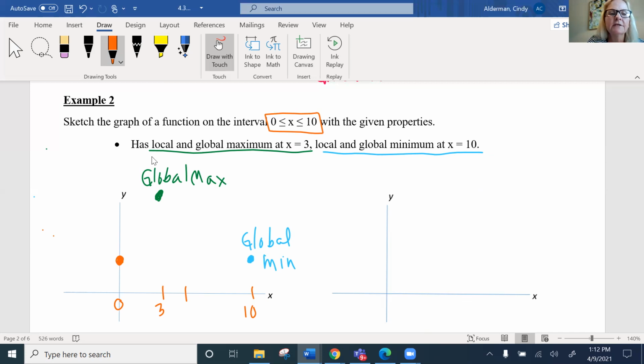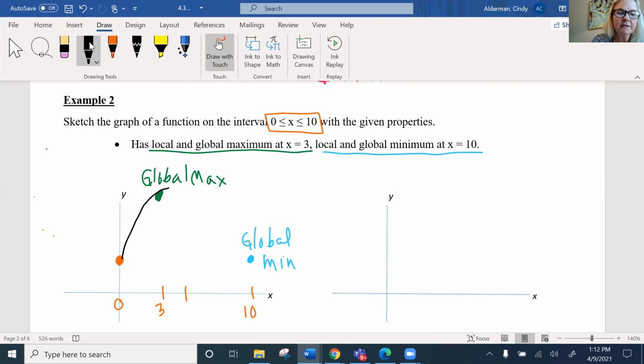I think I put this. And let's see, what did I forget to do here? Let me look at this again. Local and global max at x is equal to 3. Local and global min at x is equal to 10. Now you got to include 0 in there. All right, so from there, so far those points are going to be on your graph.